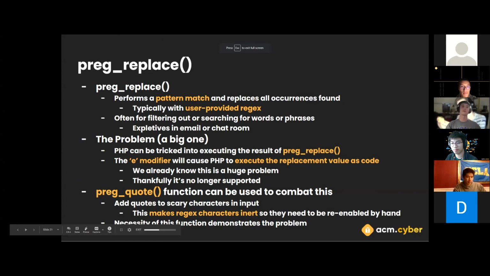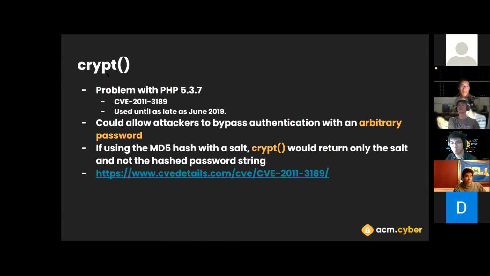I got one more function that's a problem. Thankfully, this one is also deprecated, which is the crypt function, a problem with PHP 5.3.7. It was used until as late as June 2019. So now it's no longer supported. But again, there may be sites that are still running this.